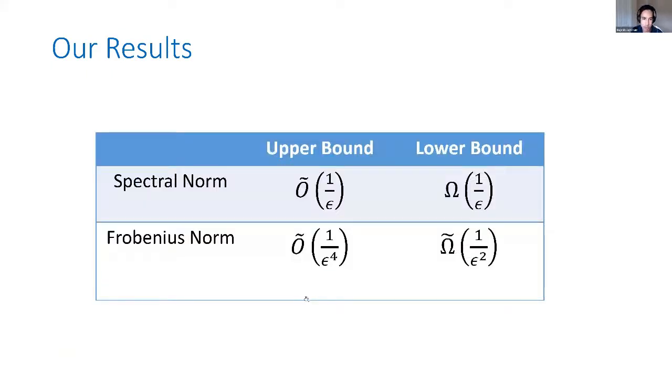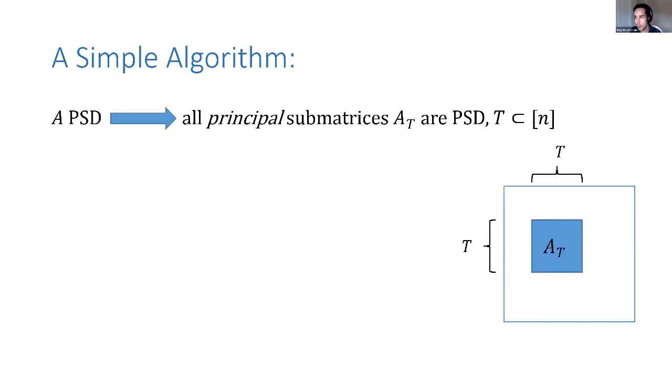But just a quick picture of what our bounds are: we're characterizing the complexity of the spectral norm gap at 1 over epsilon queries, but there is a quadratic gap between the upper and lower bounds for the Frobenius norm, and this is the main open problem that's left by this paper. So these are the main results of the paper. We have some smaller ones as well. But what I want to talk about in the next 2 minutes is just what the algorithm is, because the algorithm is incredibly simple, but it's the analysis which we need to worry about.